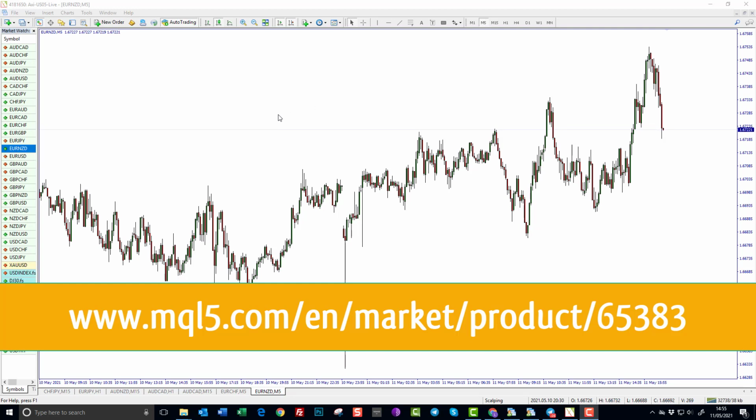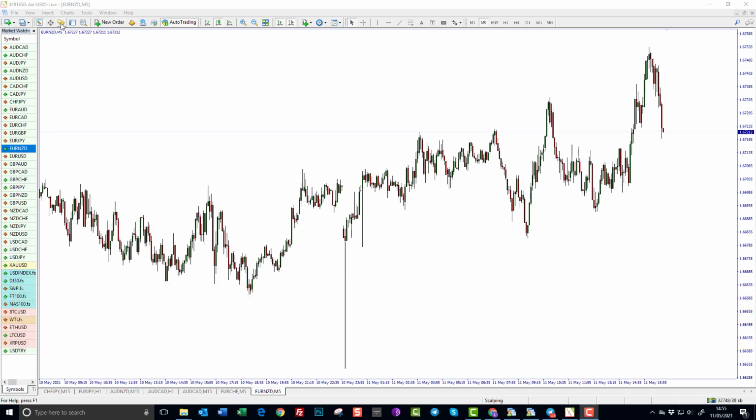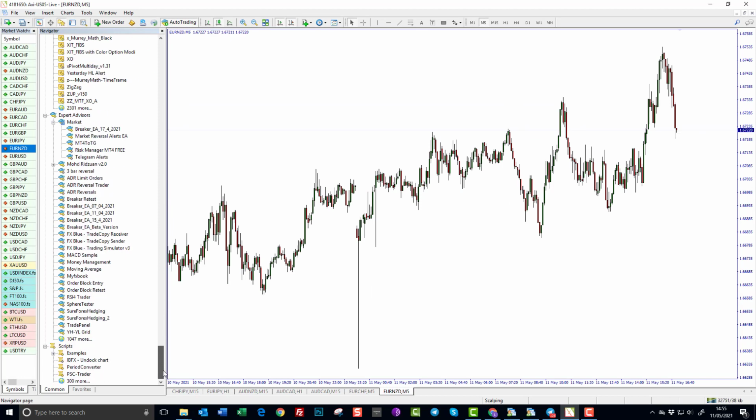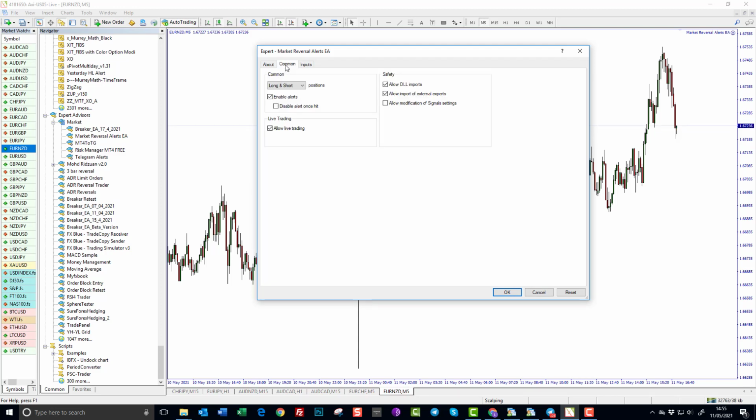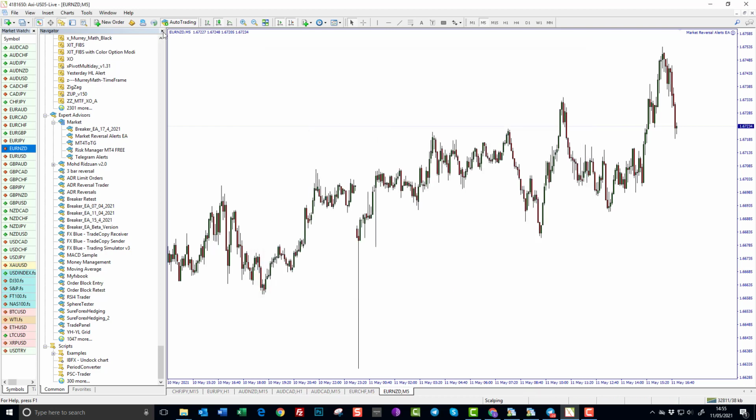So what we'll do is first look at how to add the EA to the chart. Once you've purchased the EA, it will be in your navigator down in the Expert Advisor section in the market area. The Market Reversal Alerts EA is there. All we need to do is drag that onto our chart, and you can see we've got all the settings there for the EA. One thing you need to be aware of when you're putting the EA onto the chart is that you want to allow DLL imports and also have allow live trading ticked. Once you've done that, we can put that onto the chart and then close our navigator.